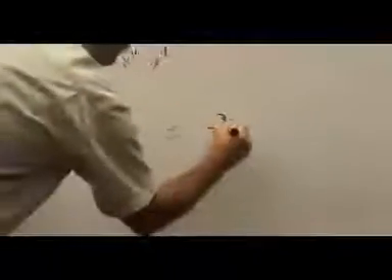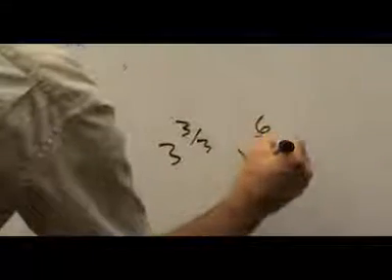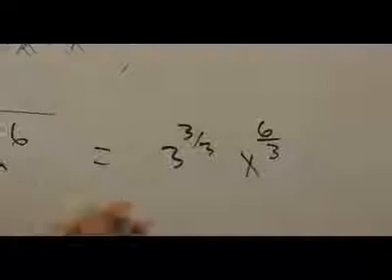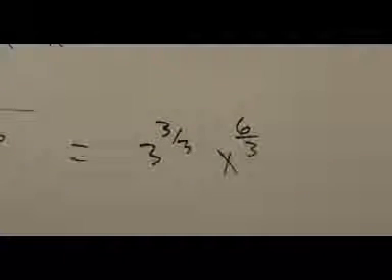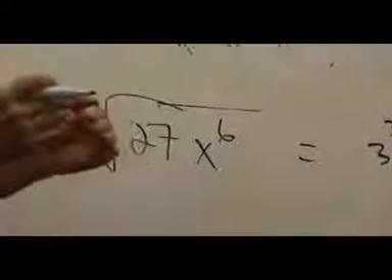Now, if you want to see the intermediate step, which is why this is true, you go like this. This is 3 to the 3 over 3, and this is x to the 6th over 3. Okay? If you're really anal and you want to do it that way every time, just go ahead. Certainly not going to go wrong this way, just going to be slower.